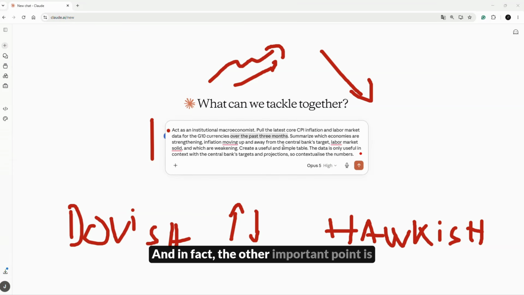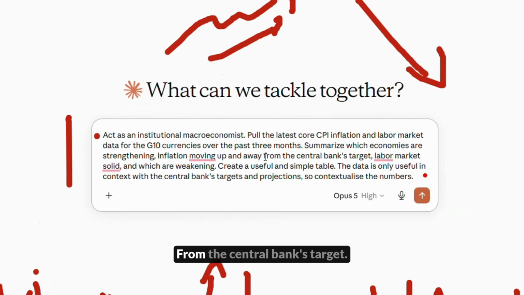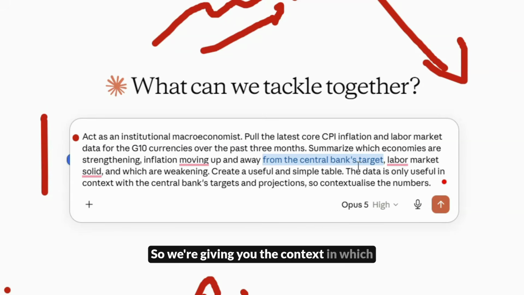And in fact, the other important point is the central bank's target. So we're giving it the context in which it has to take the data into account, okay? Data for the sake of data is not useful. Inflation on its own is not a meaningful number. 2%, for instance, in Switzerland is hot, and in Australia instead is cold. They are completely different targets between the two central banks. The Swiss National Bank has a certain inflation target, and the Reserve Bank of Australia has another inflation target.